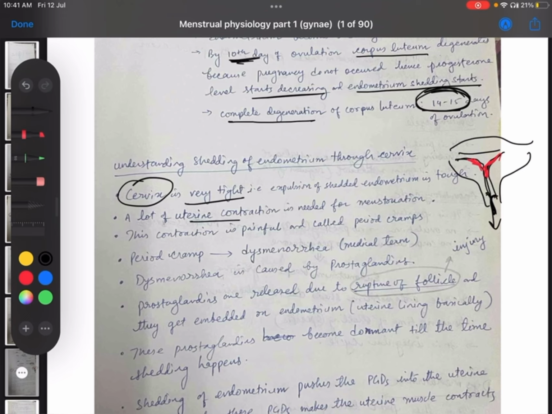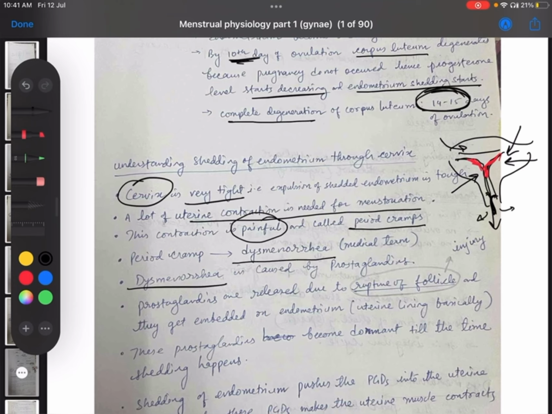See, a lot of uterine contraction is needed for the menstruation. That means uterine contraction is needed, and also opening of the cervix is needed. This contraction is painful, extremely painful, and is called period cramps. So for a female who suffers period cramps, it is totally natural, and it has a medical term, which is called dysmenorrhea. So period cramp is called dysmenorrhea. We will be using the term dysmenorrhea from now on.